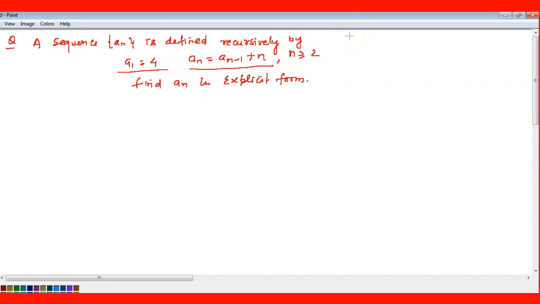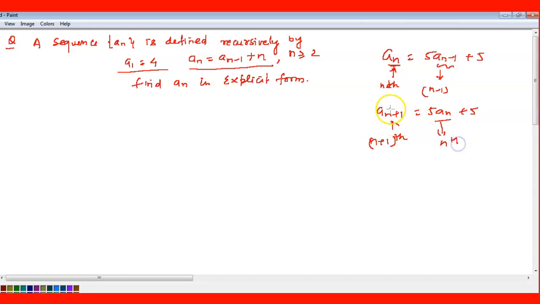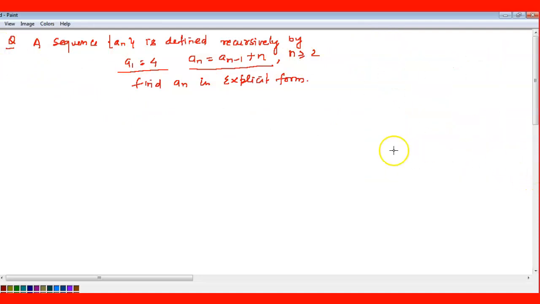Consider I am writing here an, and that is given as a of n minus 1 plus something. So an means this is the general term, the nth term. The term n minus 1 means the n minus 1 term. So it's given by just the preceding terms. Maybe given an plus 1 is equal to 5 into an plus something. So this is the n plus 1 term, and this is the nth term. So any term which is given by the preceding terms, by repeating itself with the previous value, is said to be a recursive function, right?